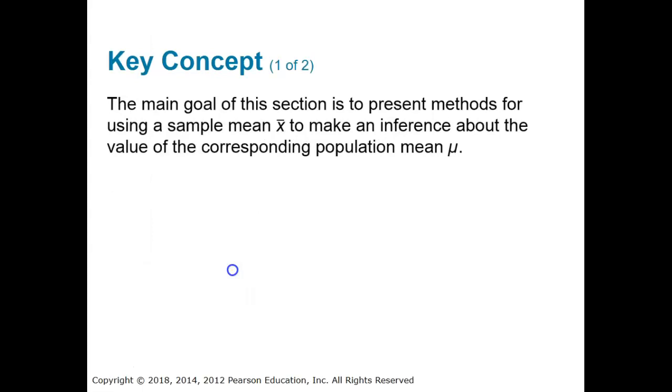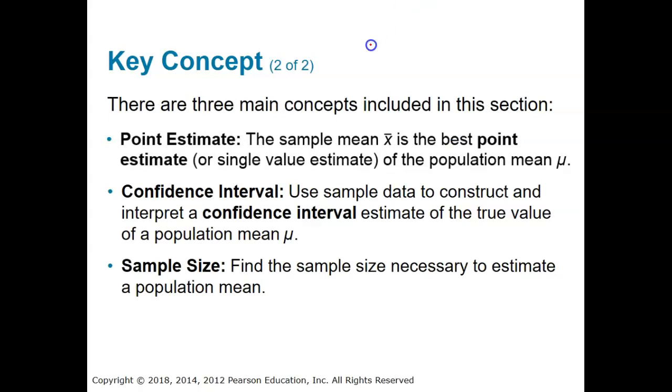The main goal of the section is to present methods for using a sample mean to make an inference about the value of the corresponding population mean. So again, we're studying a sample and trying to draw conclusions from that sample that will be true for the population itself. The three things we'll talk about are the point estimate, where the best point estimate is x bar. Just like p hat was the best point estimate for the population proportion, x bar is the best point estimate for the population mean. We'll also talk about constructing confidence intervals, and then we'll look at sample size.